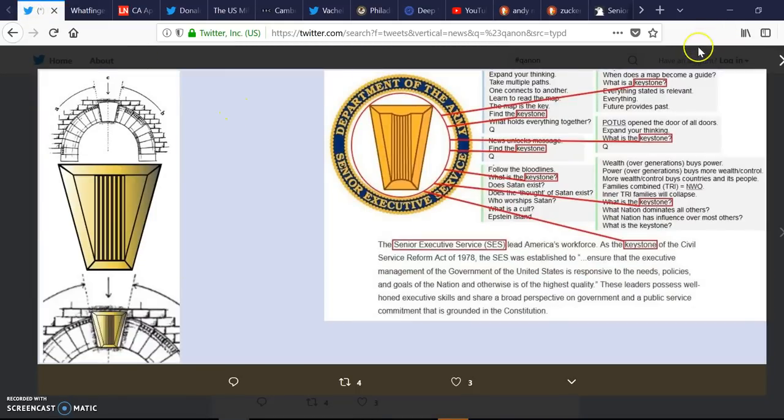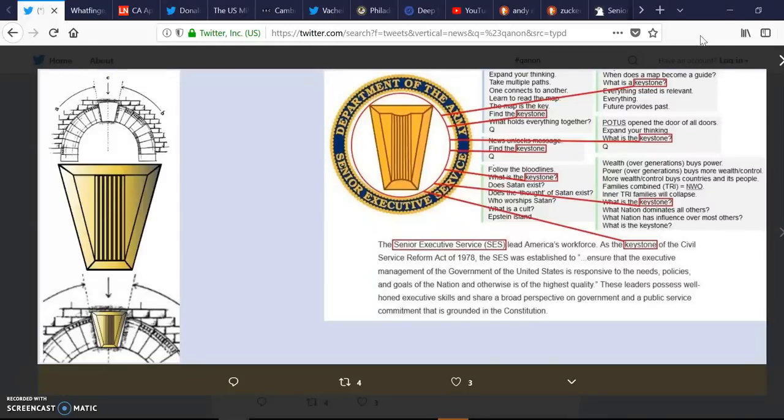So this points out all the Q posts that were related to it. I've covered this before, but: news unlocks the message, find the keystone, expand your thinking, take multiple paths, one connects to another, learn to read the map. So these are honestly things that, you can make such a good case for so many different angles on the same post sometimes, and then other times they come out and they specify it later, or you see the news and then it totally makes sense what they said a few weeks before. It's like Nostradamus stuff, sometimes.